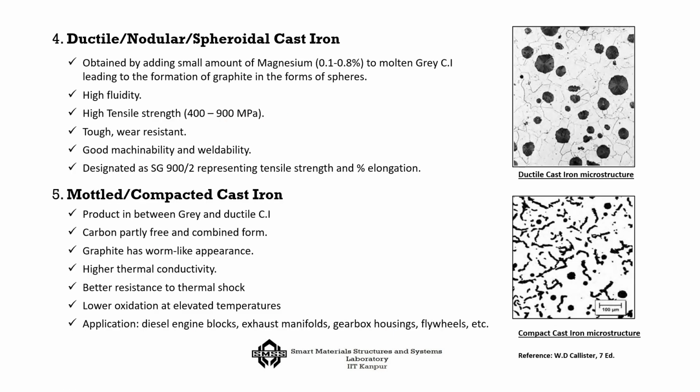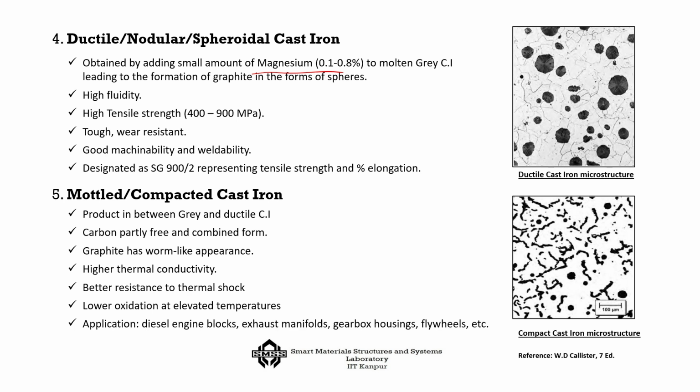Now, we also have some uses of ductile, nodular or spherical cast iron. This is obtained by adding a small amount of magnesium to the gray cast iron, so that you can get a higher fluidity, and a higher tensile strength, toughness, machinability, weldability, etc. So, that is the ductile or the nodular cast iron.